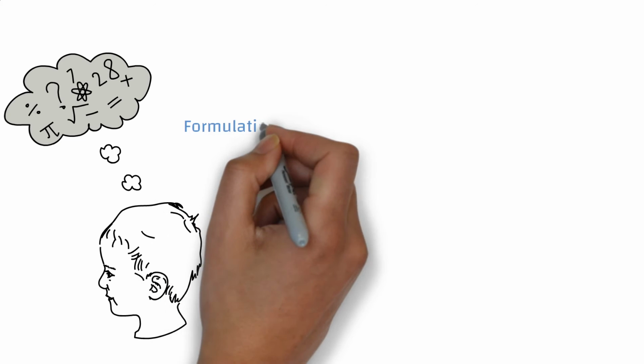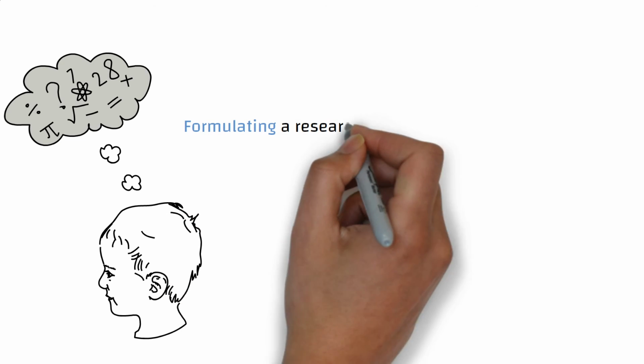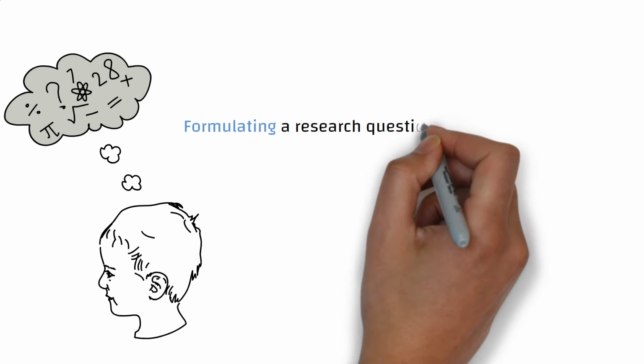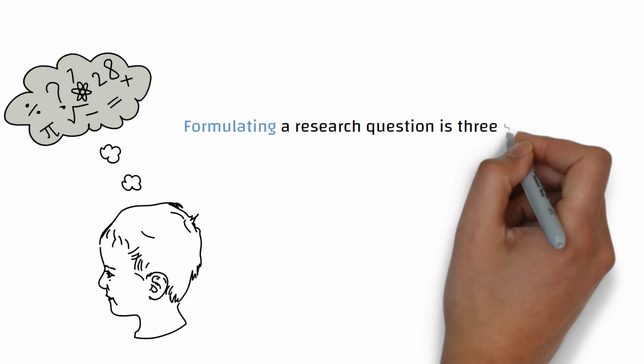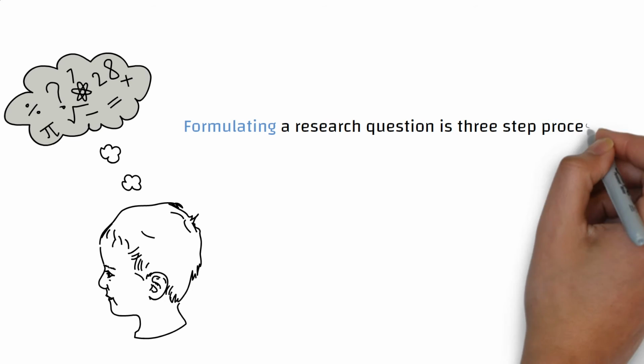Formulating a research question is not that difficult. It is very easy. It is basically a 3-step process, and I'll be elaborating on them right now. The first step is topic identification. For topic identification, you have to do brainstorming.